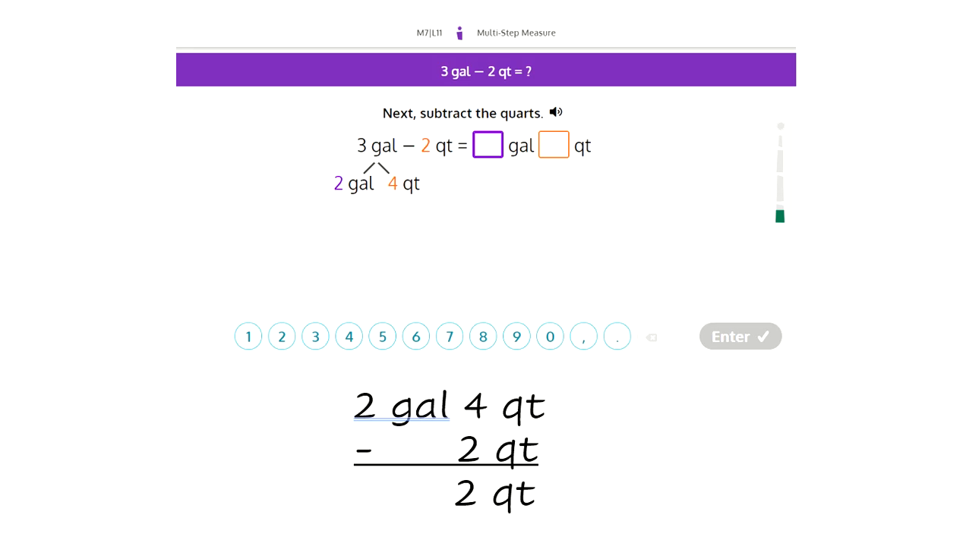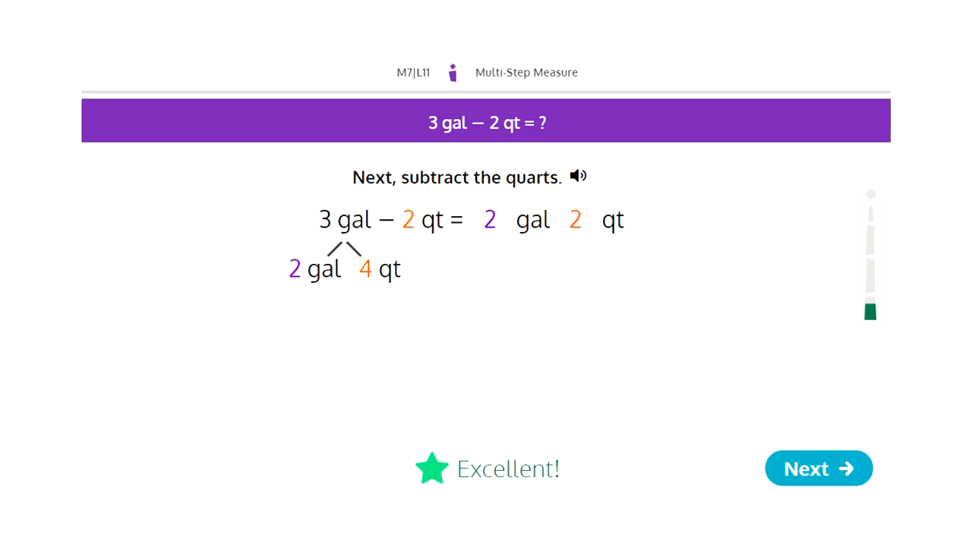I prefer to use the standard algorithm here, so I go ahead and write down what I've got. 2 gallons, 4 quarts, minus 2 quarts. And as always, we start the furthest to the right in the smallest place value. In this case, it's the quarts. So 4 quarts minus 2 quarts equals, of course, 2 quarts. We're finished with the quarts, so we move over to the gallons. 2 gallons minus nothing equals 2 gallons. So the answer to 3 gallons minus 2 quarts is 2 gallons, 2 quarts. See how easy this is? And we can prove it when we hit the next button. Zern says we are excellent.